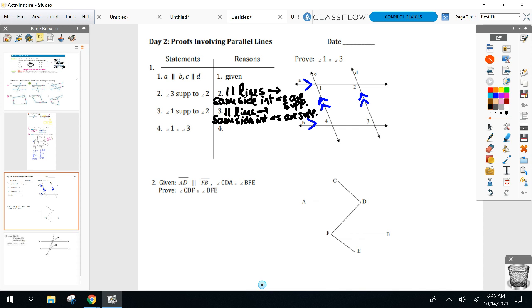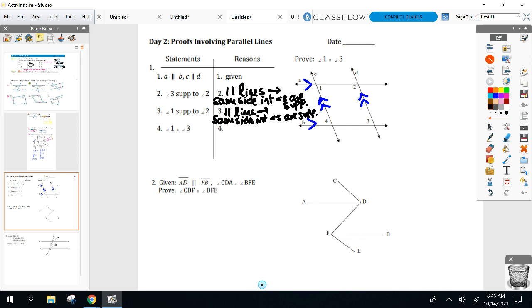Now you got to use everything. Everything. I keep pointing to a blank board, but you know what I mean. All right? Everything. You can't use any more parallel line facts now. Why is 1 congruent to 3 based on something from the past?